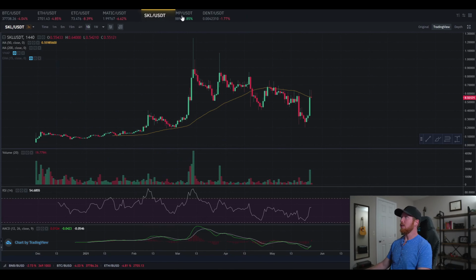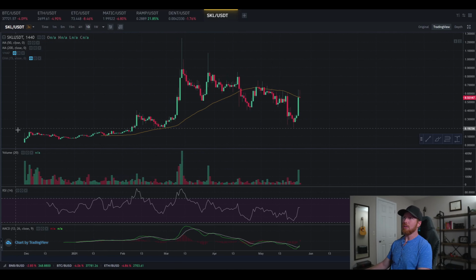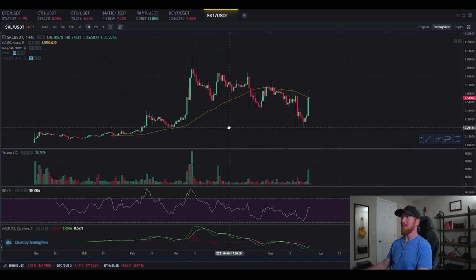Now let's go ahead and take a look at SKL. And this one's interesting. I believe its ICO was November 30th, December 1st, right in that range. And it opened up at, what was the open price there? Well, we've got 3 cents. It's not bad. Compared to where it's at now, that would have been a nice value.